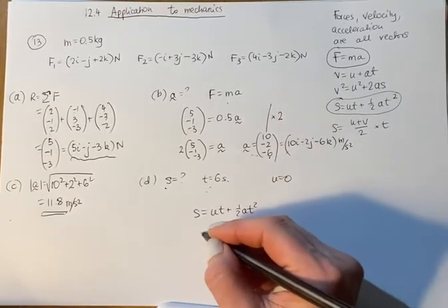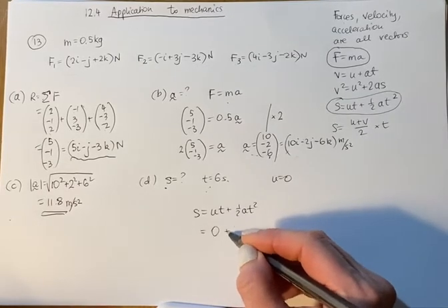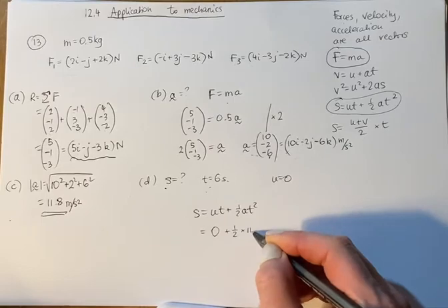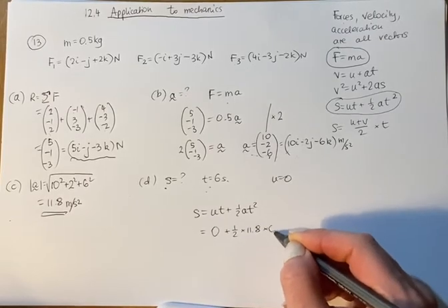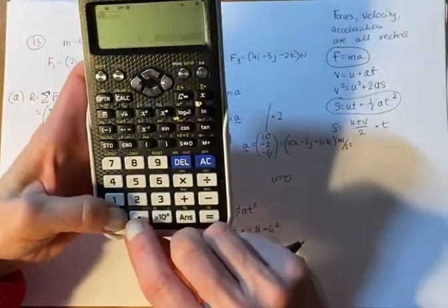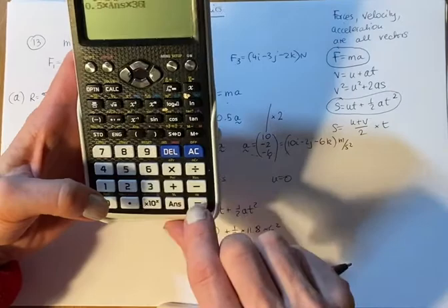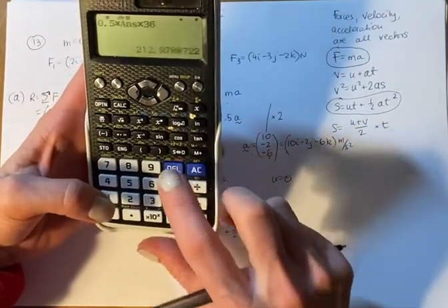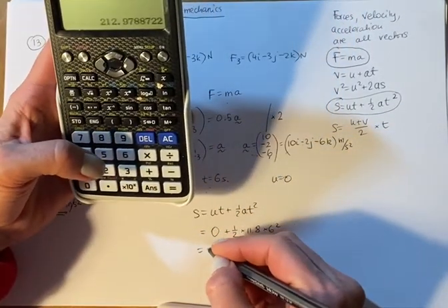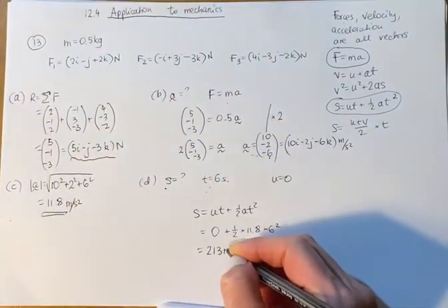There you go. So let's substitute these values into the equation. That's going to be 0 plus a half times 11.8 times 6 squared. So I still have 11.8, so 0.5 times ans times 36. So that will give us 213 meters.